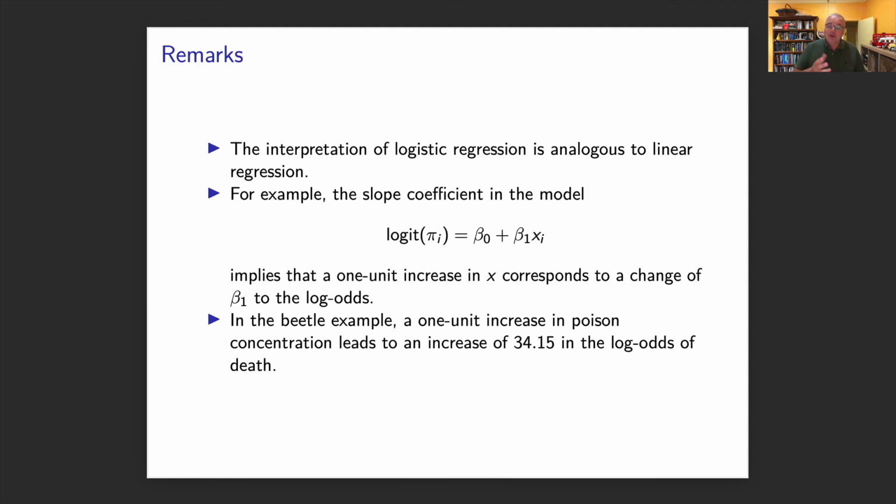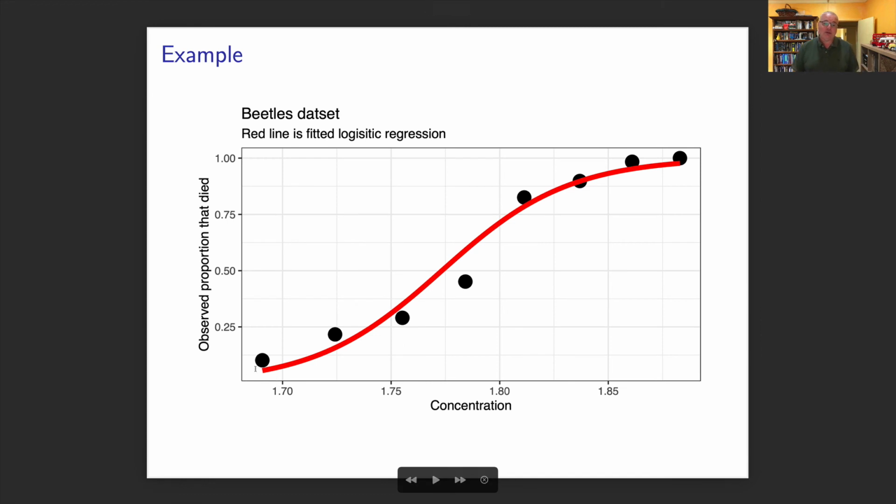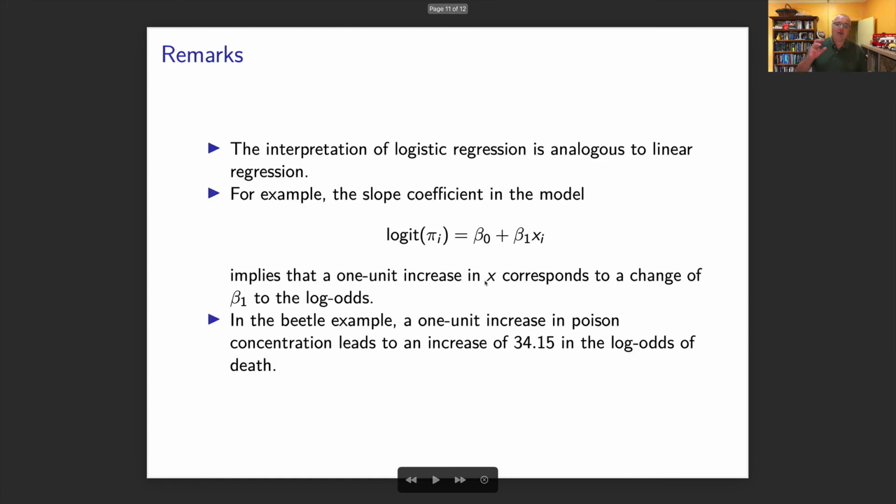And the rate of probability change is not constant. And you can see that in the previous picture. You can see the probability sometimes increases slowly, then it increases quickly, then it increases slowly again. But the main thing is that it is telling us about the increase in the log odds. So for example, in our beetle example, we had a slope of 34.15. So if I increase the poison concentration by 1 unit, I get an increase of 34.15 in the log odds.